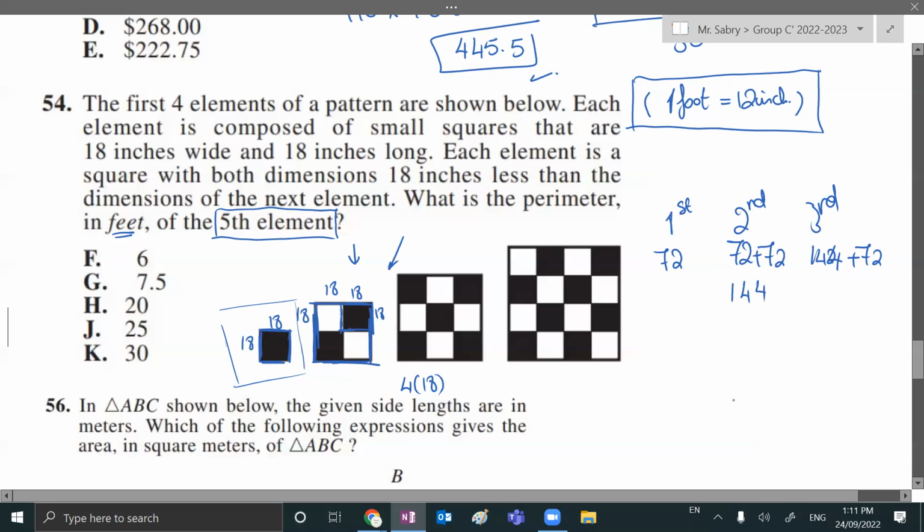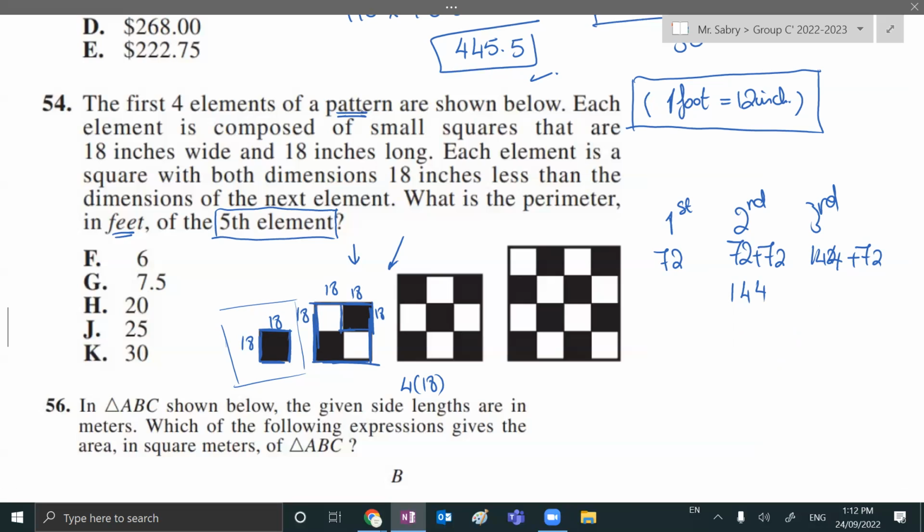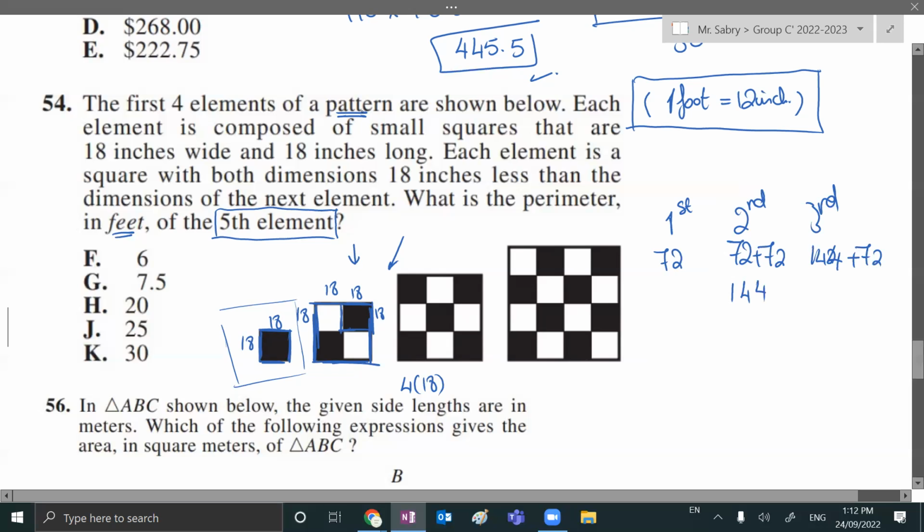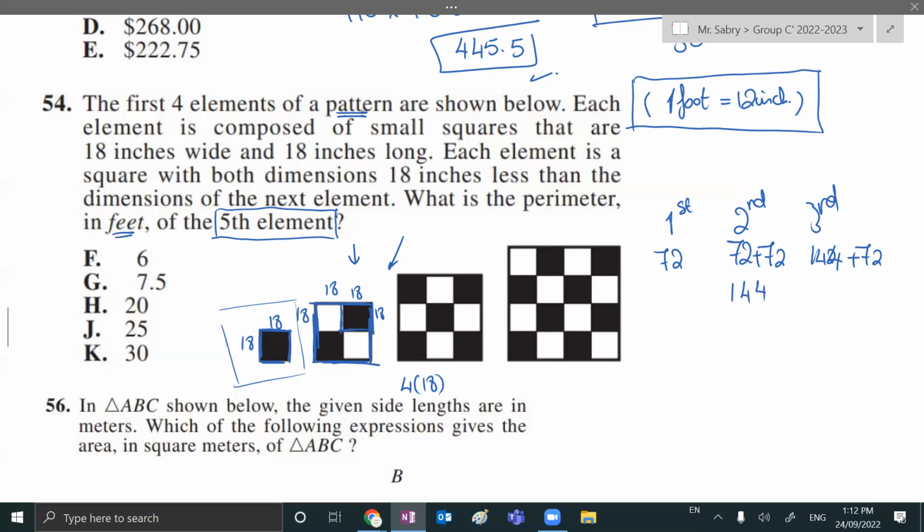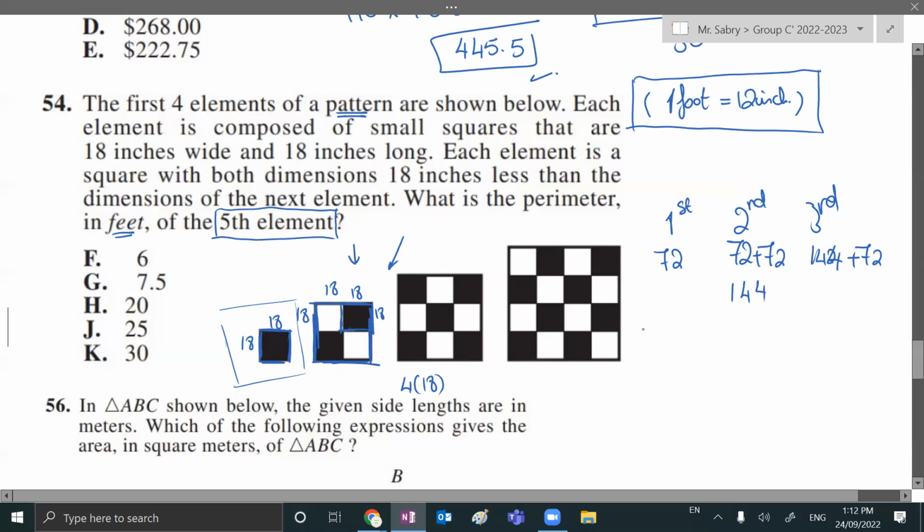So again, you need to understand, because they said up here that this is a pattern, I started to look at what's actually happening in the pattern. They said that we add 18 inches on each side of this square each time, from one term to the next term. So apparently I started to think: if the first one had a parameter of 72, what happens from the first to the second? The parameter has increased by 72. And then from second to third, again increased by 72. And then third to fourth, 72, and so on. So I can just keep adding 72 until I get the fifth.